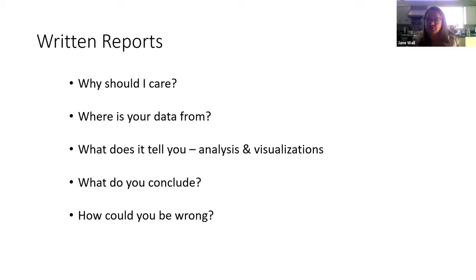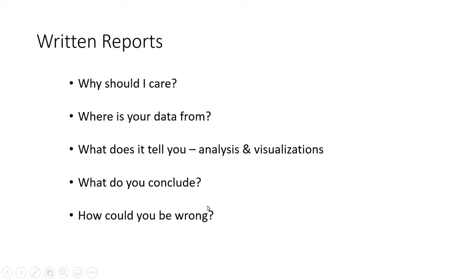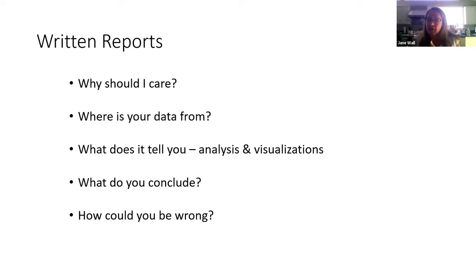That's your analysis and visualizations. That's the meat of it. And then what did you conclude? And last but certainly not least, how could you be wrong? Okay, what would make your conclusions be wrong? Is it some problem in the data? Is it a personal bias that you might have where it could really mean another thing than what you said? So you always want to identify any possible sources of error.